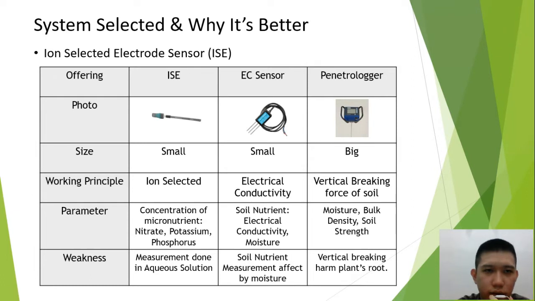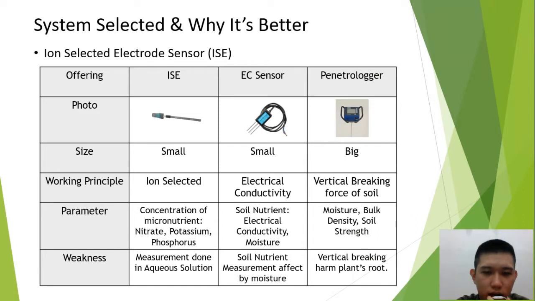Next, we will compare the soil proximal sensors that we have selected. The soil proximal sensor that we have selected is the ion selective electrode sensor. The ion selective electrode sensor has a small size compared to the penetrologger, and its working principle is based on ion selectivity.